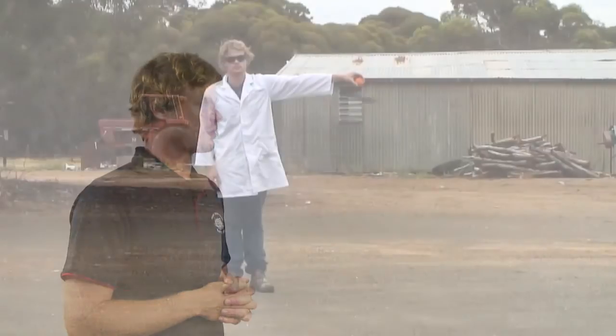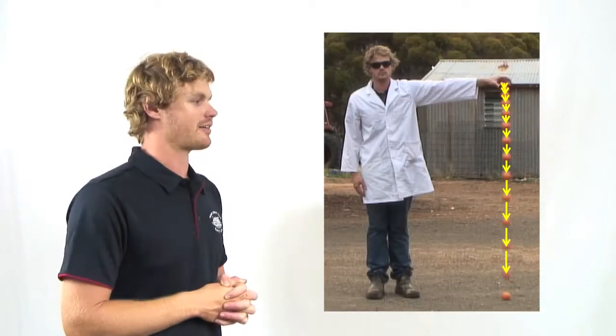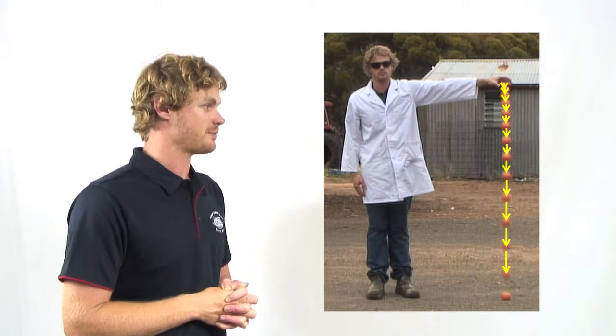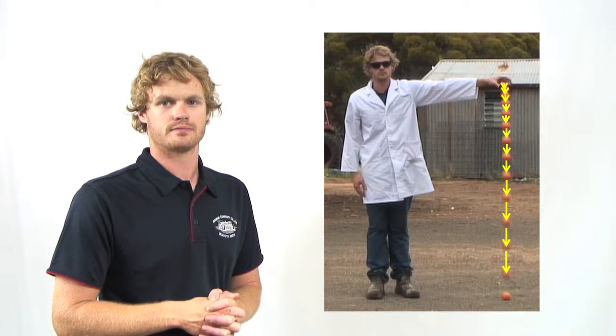So, if I drop a ball, we'll see that there's an acceleration acting on this ball, and it goes from a velocity of 0 initially in the vertical direction to its maximum when it reaches the ground. Now we can calculate this, but in this case we're not going to.